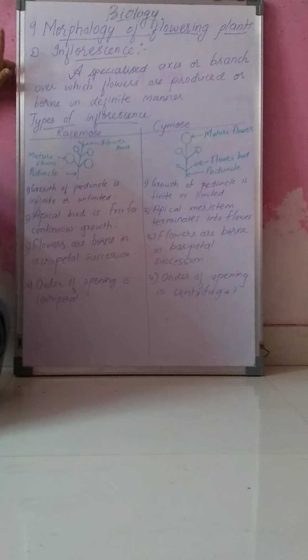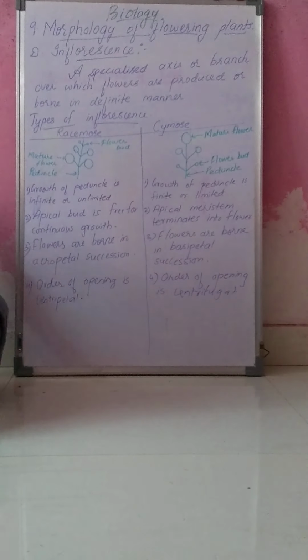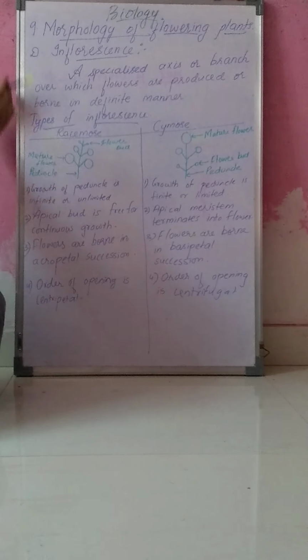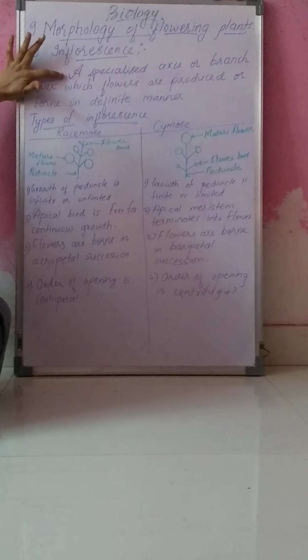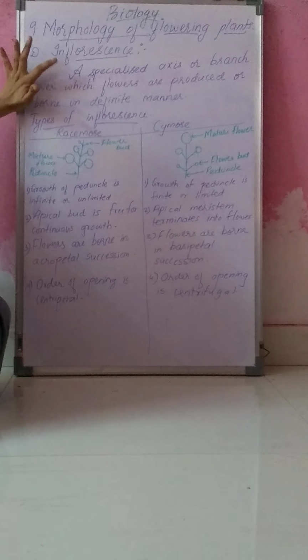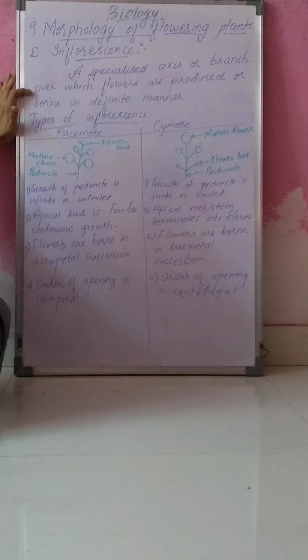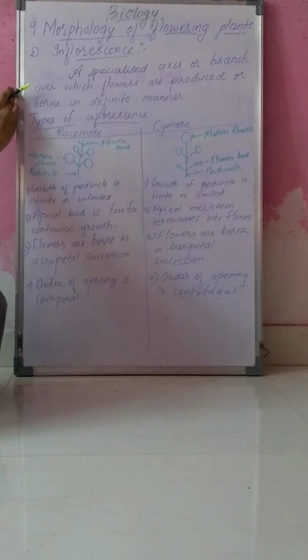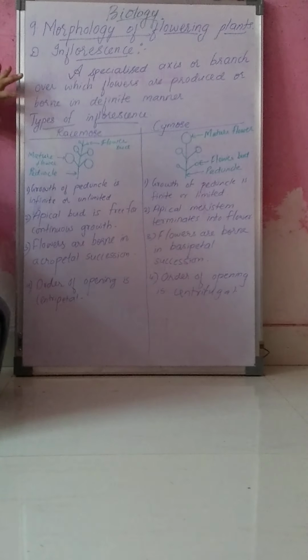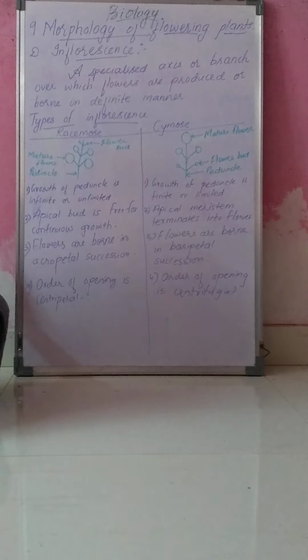Inflorescence. Now, what is inflorescence? Inflorescence is a specialized axis or branch over which flowers are produced, or we can say born in a definite manner.